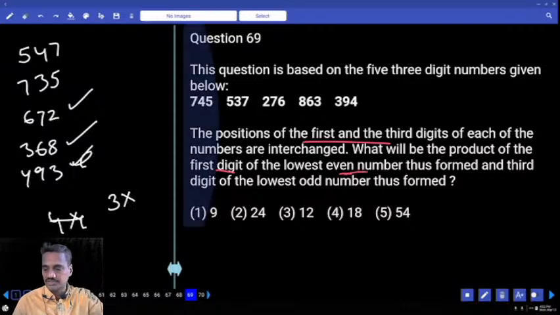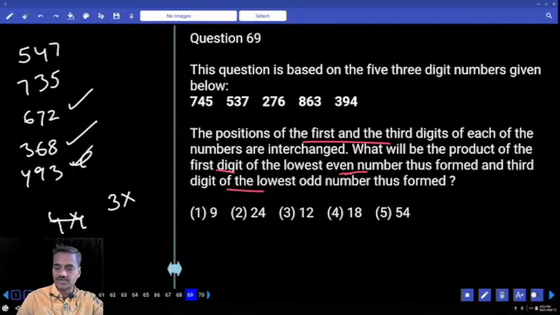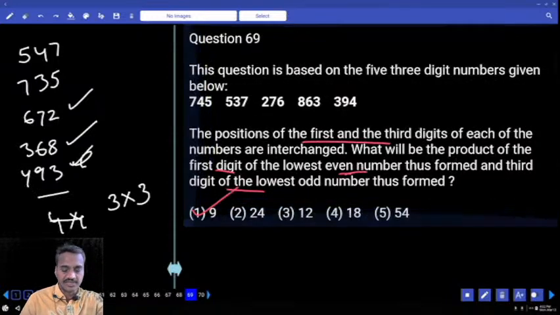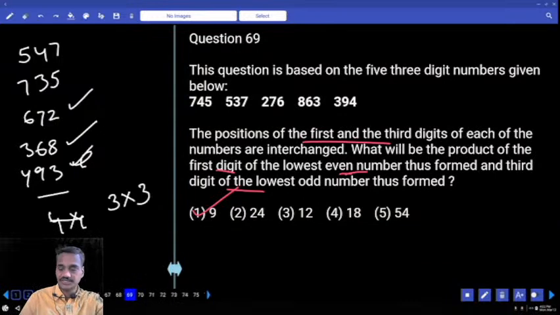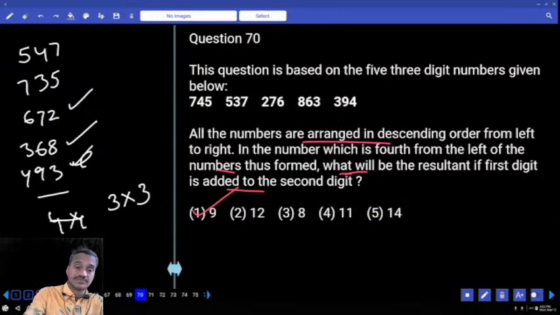Then the lowest even number thus formed and the third digit of the lowest odd number. Odd numbers, lowest, what do we get? 493. Now in this one, third. 3 into 3 is 9, that is choice 1. 69, choice 1. Then coming to this 70.